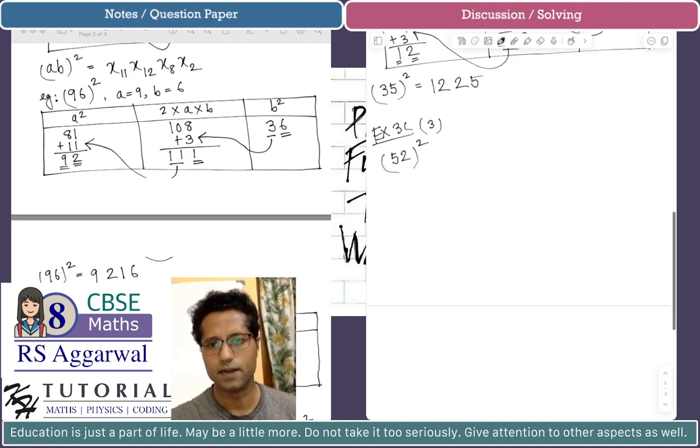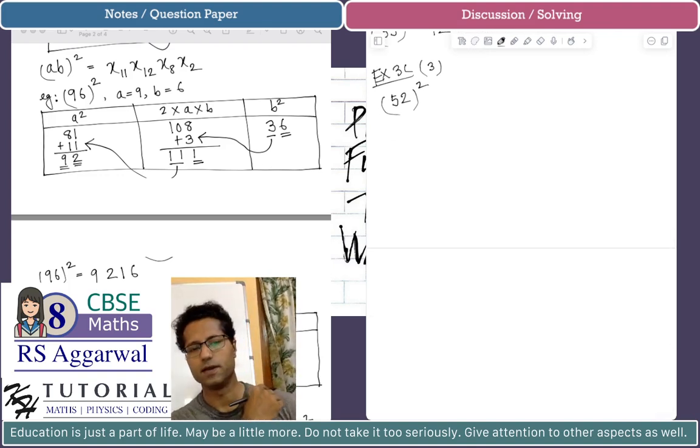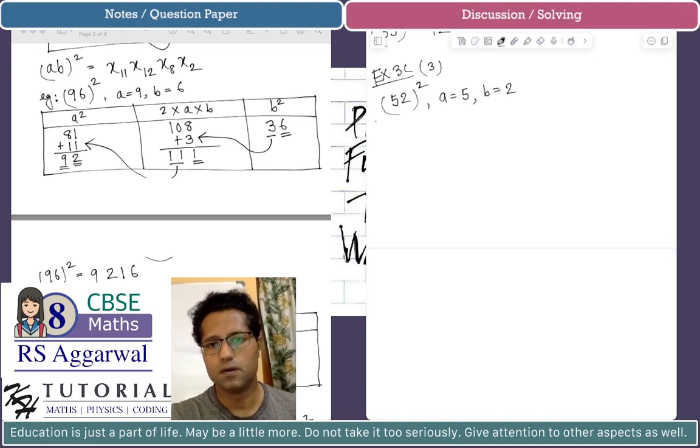I hope you have got the idea, the basic concept, how we are finding this, how we are squaring a two-digit number using the column method. So over here, A is 5, B is 2. Okay. Now we create the table of the three columns.